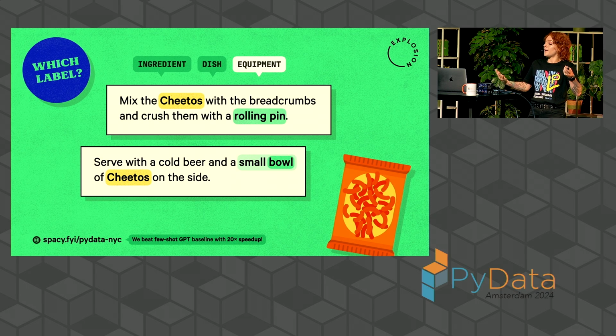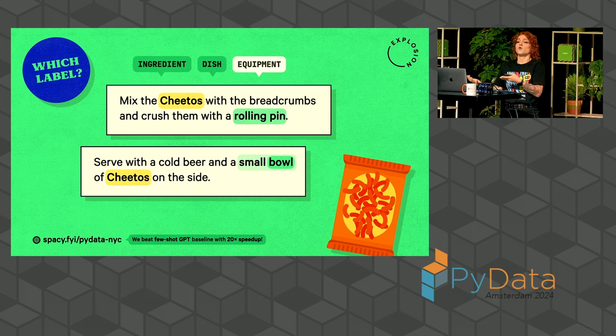And the same is true for equipment. Rolling pin, that's pretty straightforward, but then the question is, what do we do with a bowl? What about a small bowl? What about a small microwave-safe bowl, small, lightly warmed bowl? We have all of these different descriptors of that bowl. Should we include them? Should we not include them?